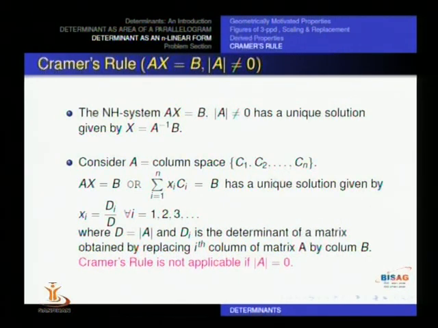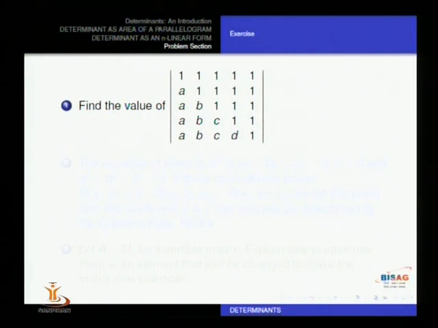It can be rewritten as sigma xi ci equal to b, and that amounts to saying that it has a unique solution given by xi equal to di upon d, which is nothing but Cramer's rule that mostly we all have studied in school days. But one should know that it does not apply when the determinant is 0. So when the matrix is singular, we cannot talk about this.